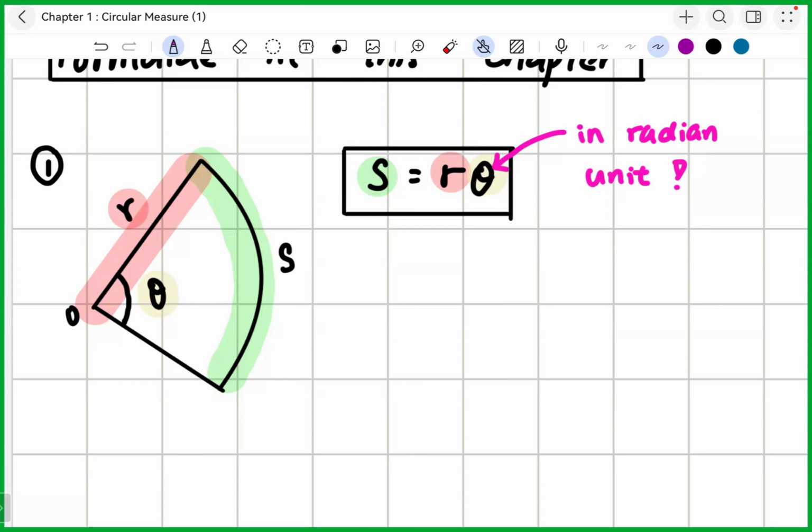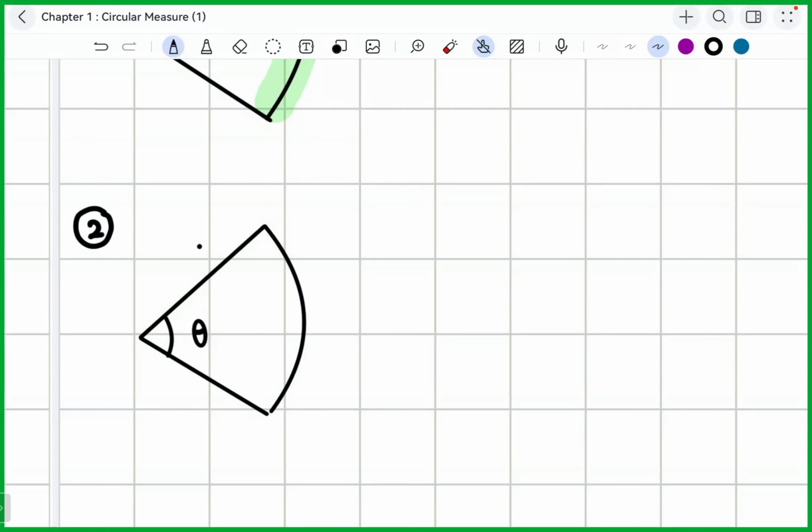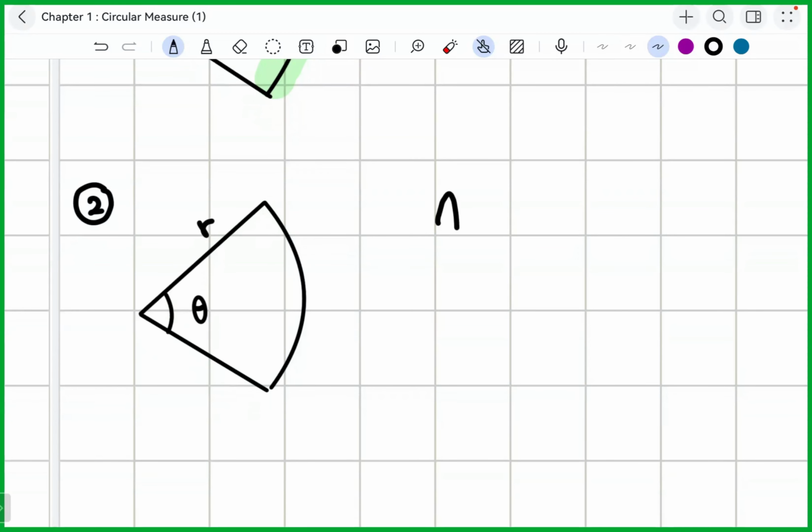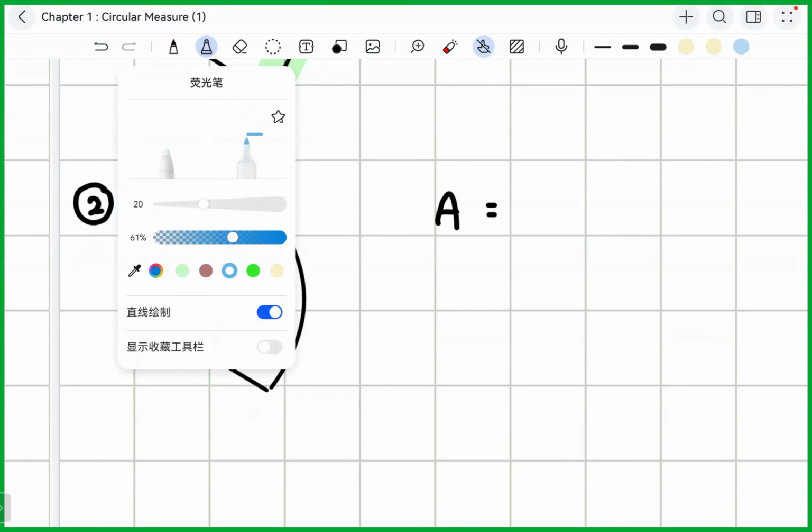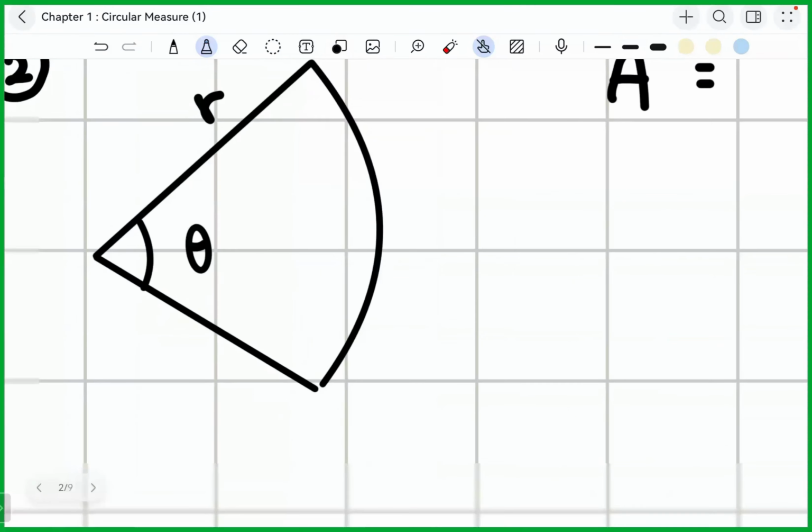Okay, so this is the first formula, and for the second formula, I have to draw another sector for you. So this is the angle, and the radius. Now what is the second formula? It is the area of sector. The area of sector is the region here. I try to shade it for you. The blue region is the area of sector.